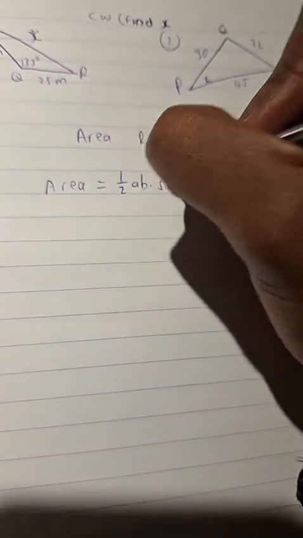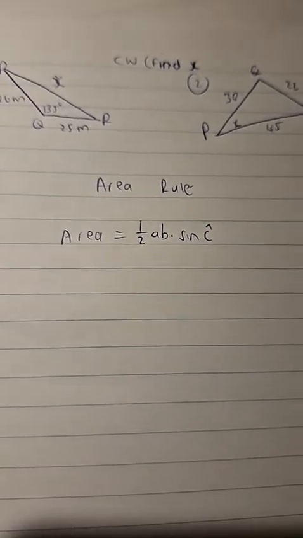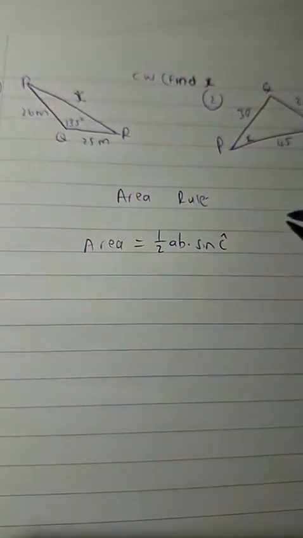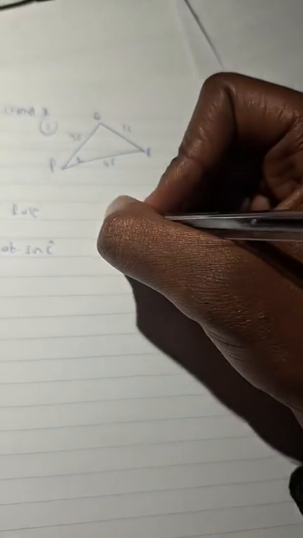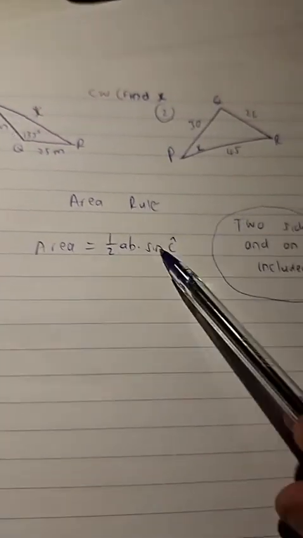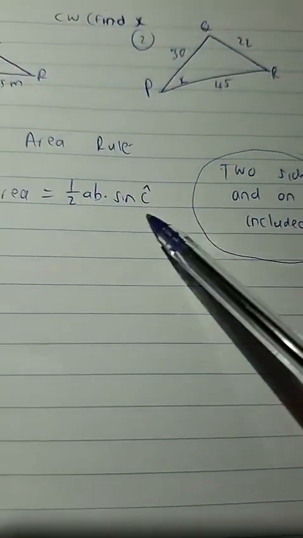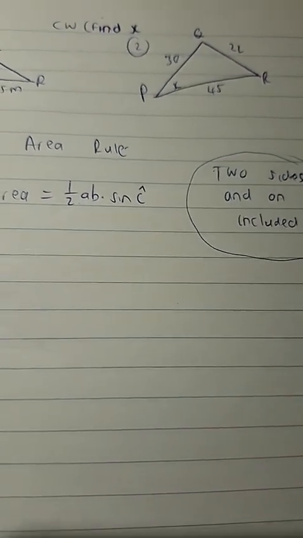This rule is used to find the area of a triangle where there's no perpendicular height, right? But the condition of use for this area rule is that you have to have two sides and an included angle. That is the condition that works for the area rule. So it should be pretty straightforward. The area rule only works if you have two sides and an included angle. This is the included angle.